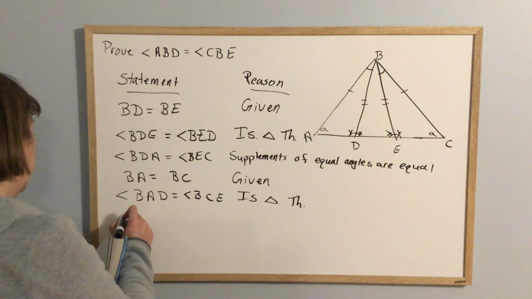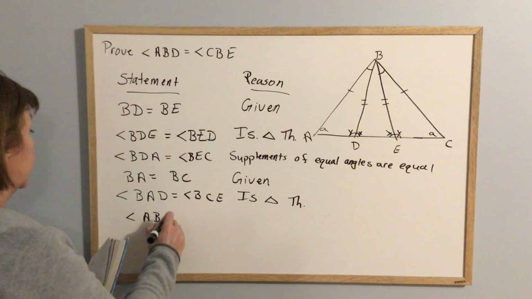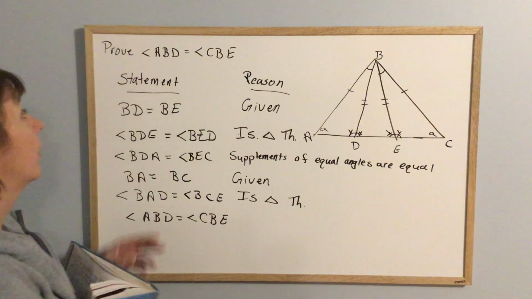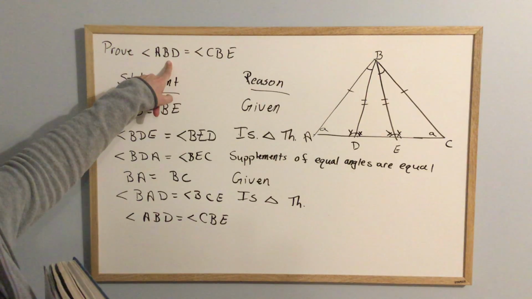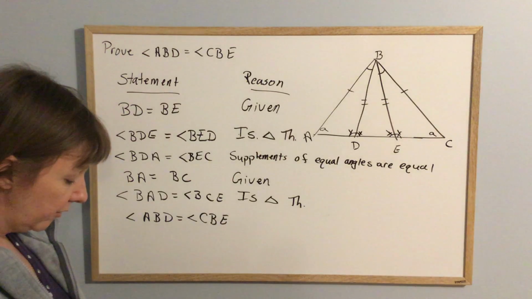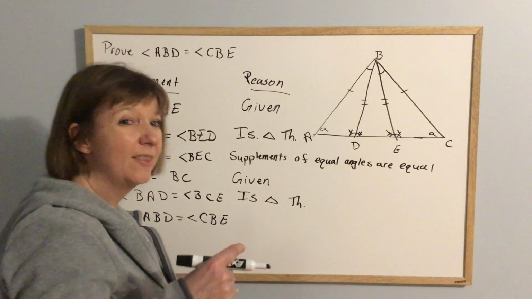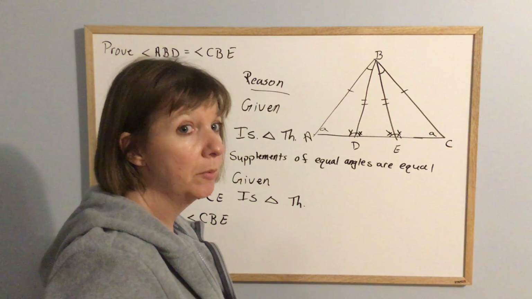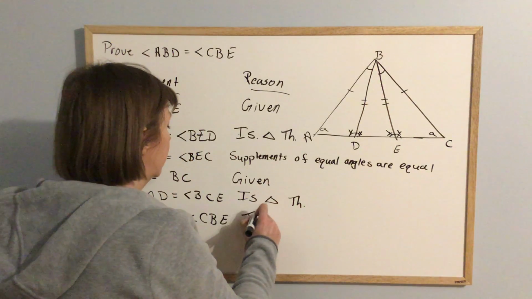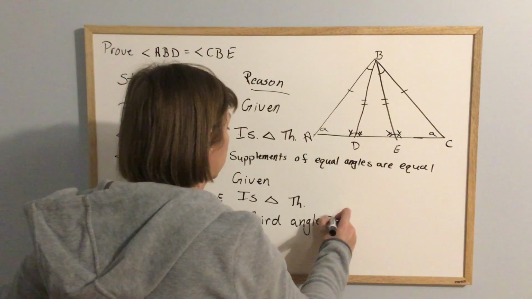Then they say angle ABD is equal to angle CBE. Now up here, remember, that's what we were trying to prove. We were trying to prove that this angle is equal to this one. Now why can I say that? I can say that because of something that, again, they tend to put stuff in here that they haven't talked about before. They do that so that you'll learn it as you go. This is something called the third angle theorem.